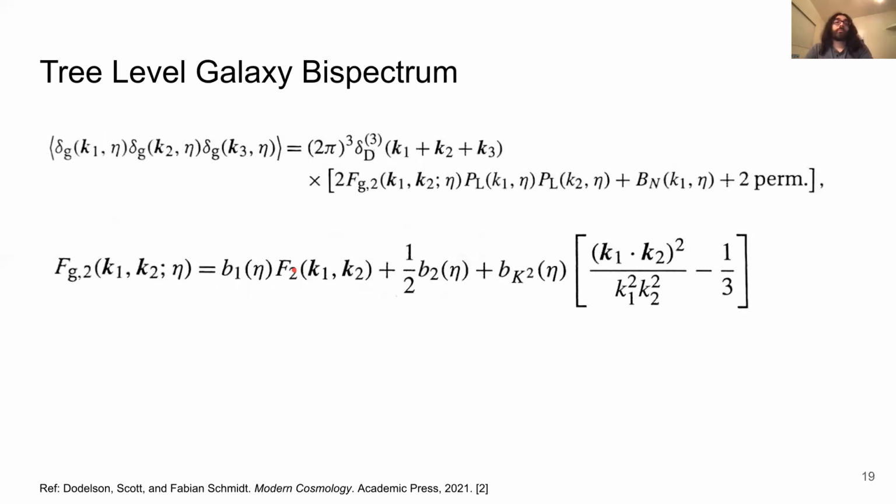So that was the matter bispectrum. The galaxy bispectrum is a bit more complicated. So again, here we have this term, which is almost completely identical to the bispectrum case for matter. So we have this F2 kernel multiplying these linear power spectra. And we also have two other terms here that are just different permutations of the case. And that would be the matter bispectrum.